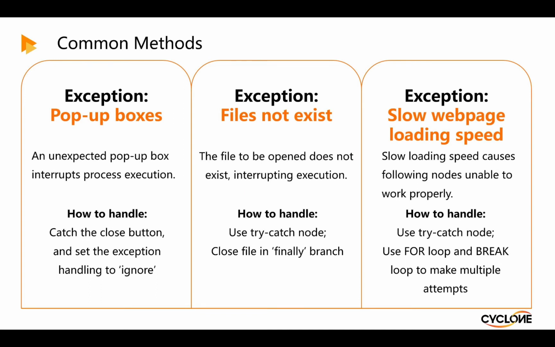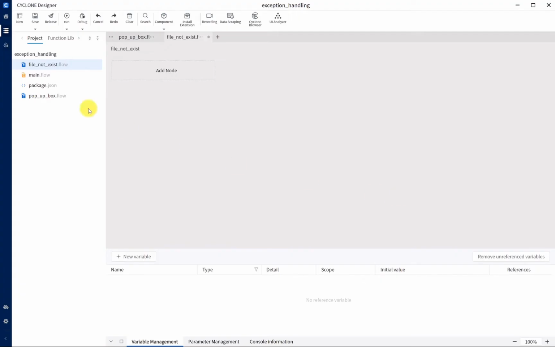The second exception type is files not found. For example, when the Excel file we want to open doesn't exist, the process may either attempt to create a blank file or fail to create such a file and thus can't proceed. In this case, we should use try-catch node to catch the exception. Let's simulate the occurrence in the designer.